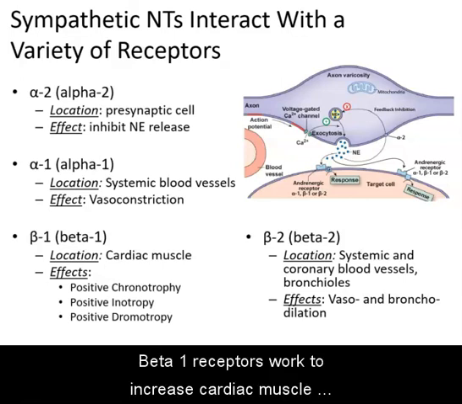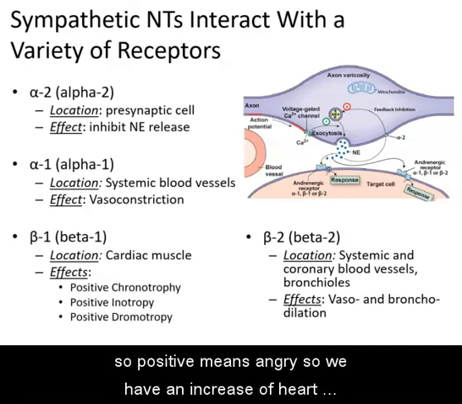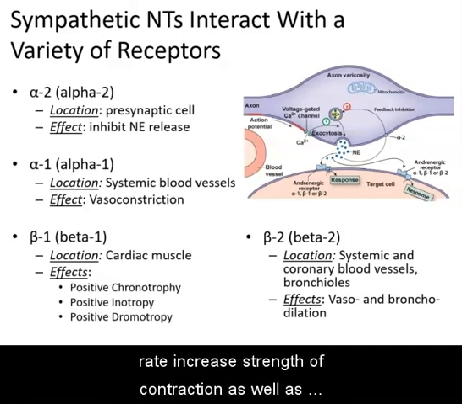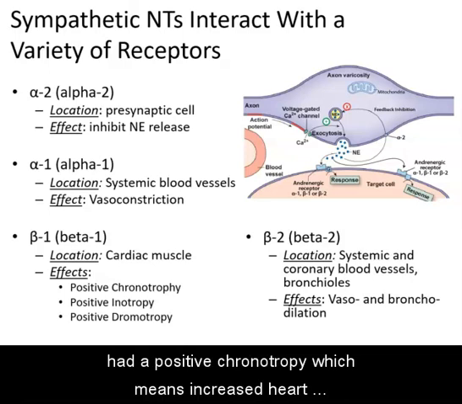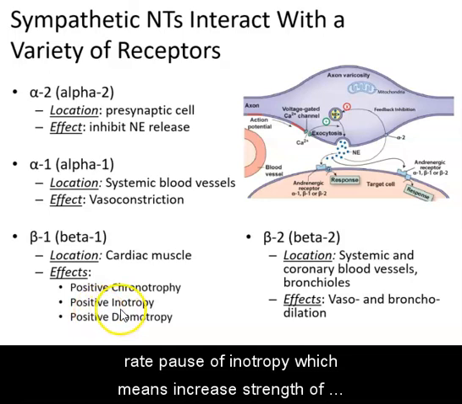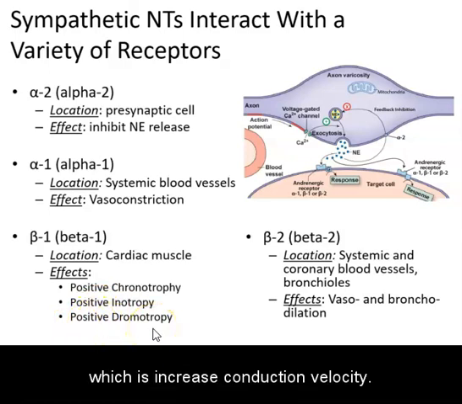Beta-1 receptors work to increase cardiac muscle function. So sympathetic effects include positive effects. So positive means an increase. So we have an increase of heart rate, increased strength of contraction, as well as increased conduction velocity. So this is the electrical conduction within the heart. So again, we have positive chronotropy, which means increased heart rate, positive inotropy, which means increased strength of contraction, as well as increased dromotropy, which is increased conduction velocity.